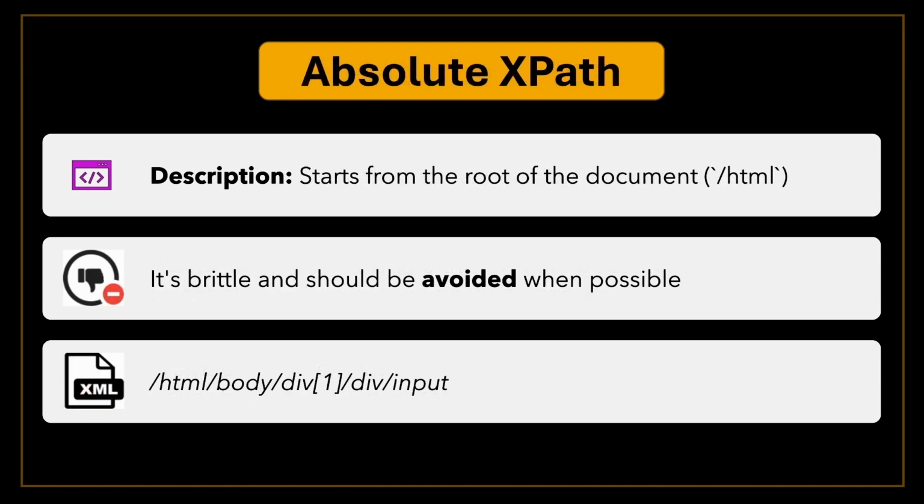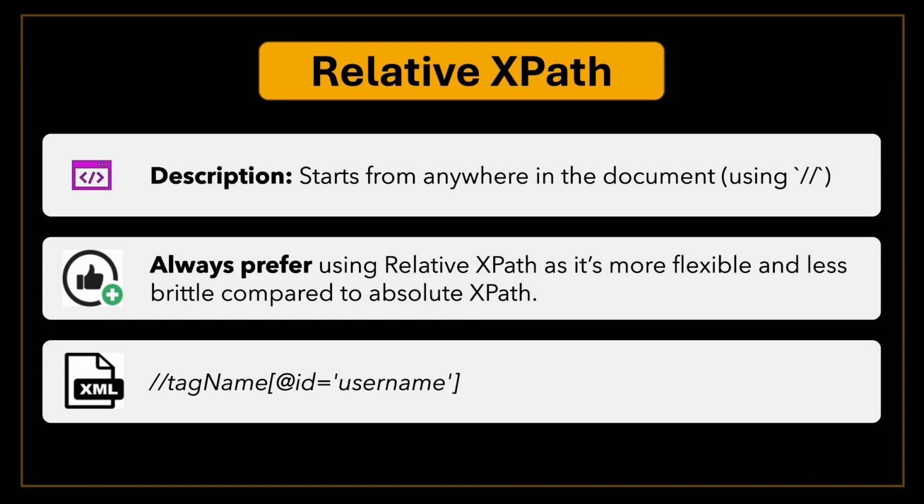There are two types of XPath. First is absolute XPath, which starts from the root of the document, that is /HTML, and goes step by step to the element. It's brittle and should be avoided at any cost whenever possible. Next is relative XPath. It starts from anywhere in the document using a double slash, making it more flexible and less dependent on changes to the page structure.